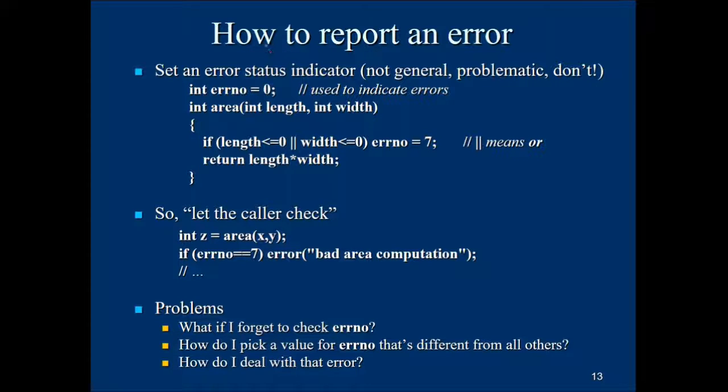Then continuing with reporting an error: set an error status indicator. How? Say error number is equal to 0, make a variable called error number, and whenever the length or width, either of them, is less than 0, set error number to some number, say 7, and let the caller check. If the error number is 7, it should give bad area computation. Okay, and there are problems. I can forget the error number, I can pick another number, and how to deal with that error, because the error can come, but how to deal with it?